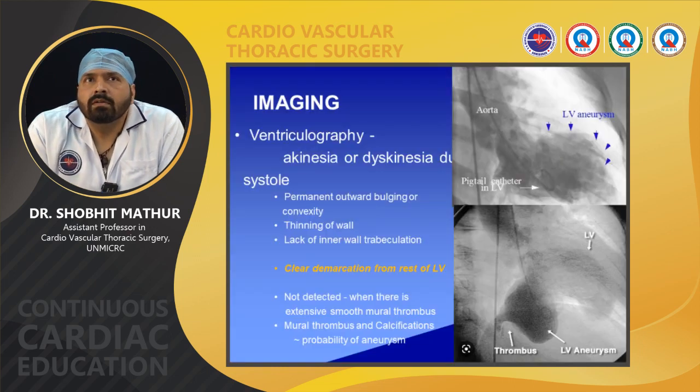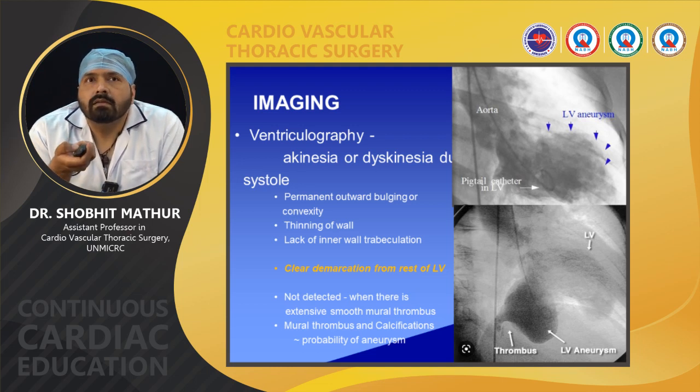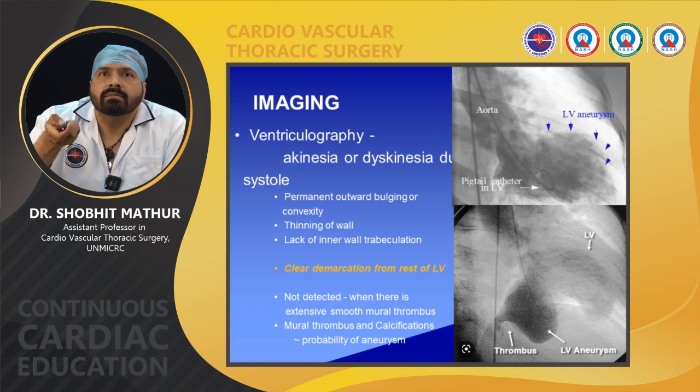Just a word about ventriculography. Basically what it shows is a bulging of the aneurysmal segment. We can see a thrombus in the aneurysm segment and a lack of inner trabeculations.